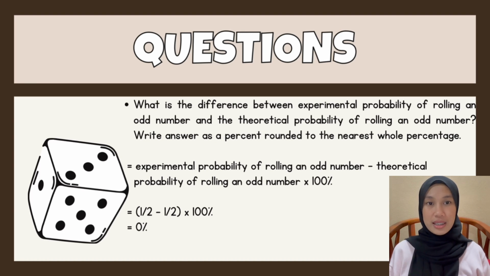For the last question, what is the difference between the experimental probability of rolling an odd number and the theoretical probability of rolling an odd number? Write the answer as a percent rounded to the nearest whole percentage. So we use the equation experimental probability of rolling an odd number minus theoretical probability of rolling an odd number, times 100%. The experimental probability is 1/2 minus the theoretical probability, which is 1/2 as well, times 100%. So the final answer that we get is 0%.